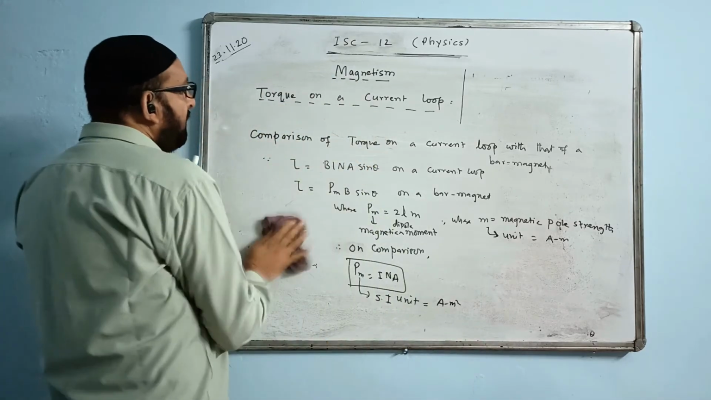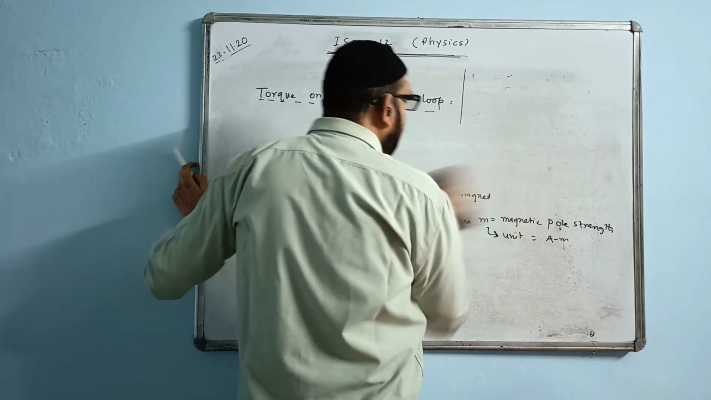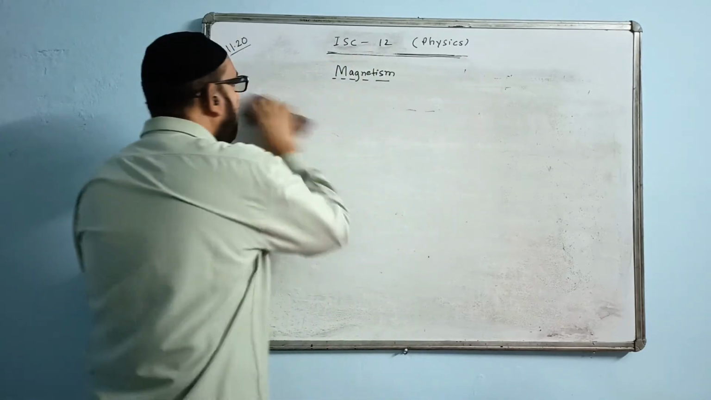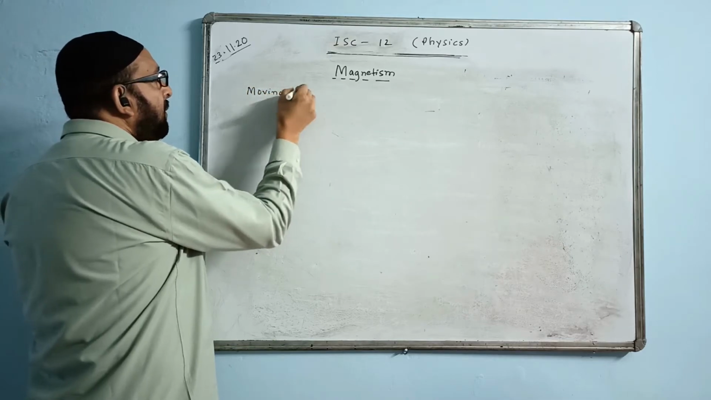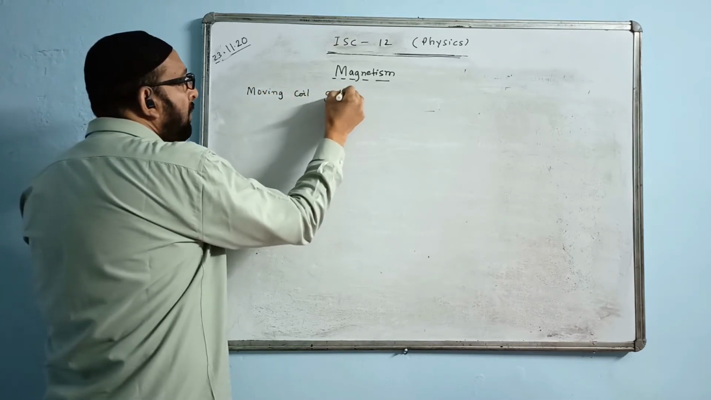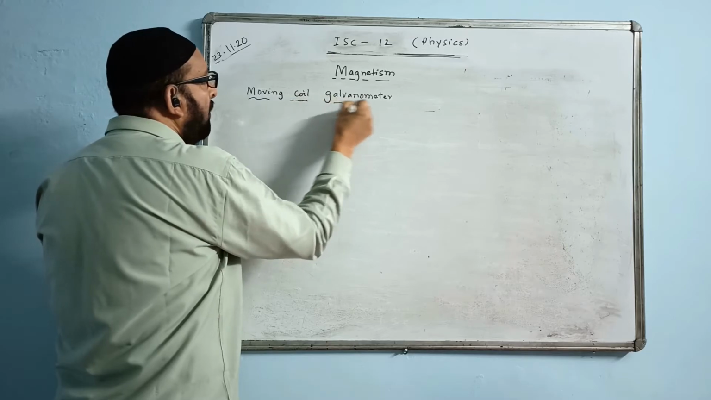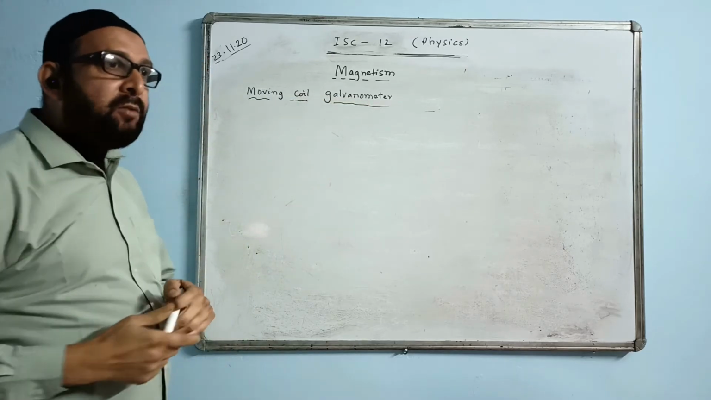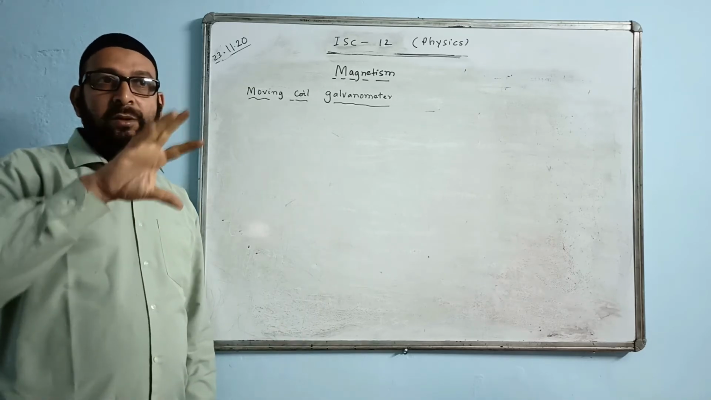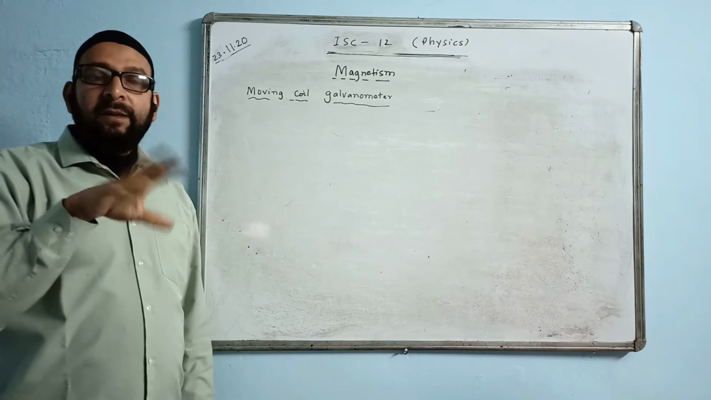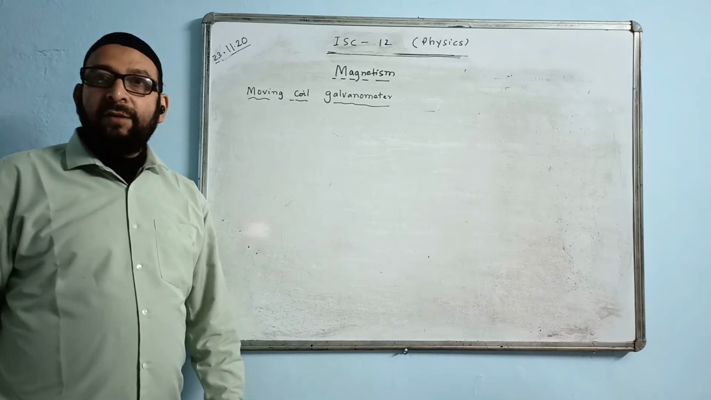Now the last part of this chapter is moving coil galvanometer. What is a galvanometer? I think you have an idea about it, and we do the practical also with it. Last time I showed it in Kirchhoff's law and all, the galvanometer gives deflection, null deflection. Galvanometer just detects the presence of current, whether current is there or not.